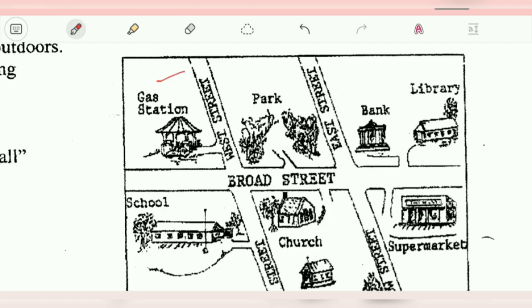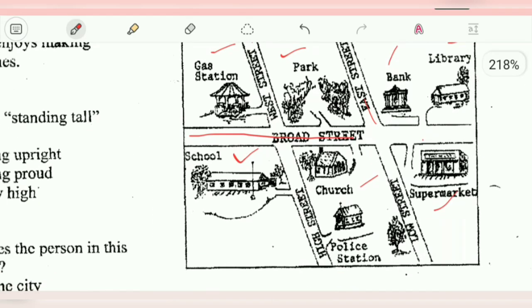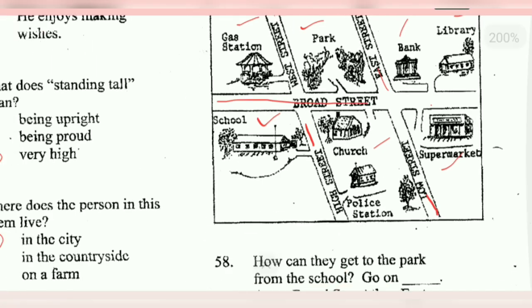Alright. Here you have West Street. You have a park here. You have East Street here. You have a bank, a library, and this is Broad Road. And you have a school right here, a church here, a supermarket here. Let me see what else is on it. And you have High Street right here, and you have Low Street. Alright, so let's see the questions.